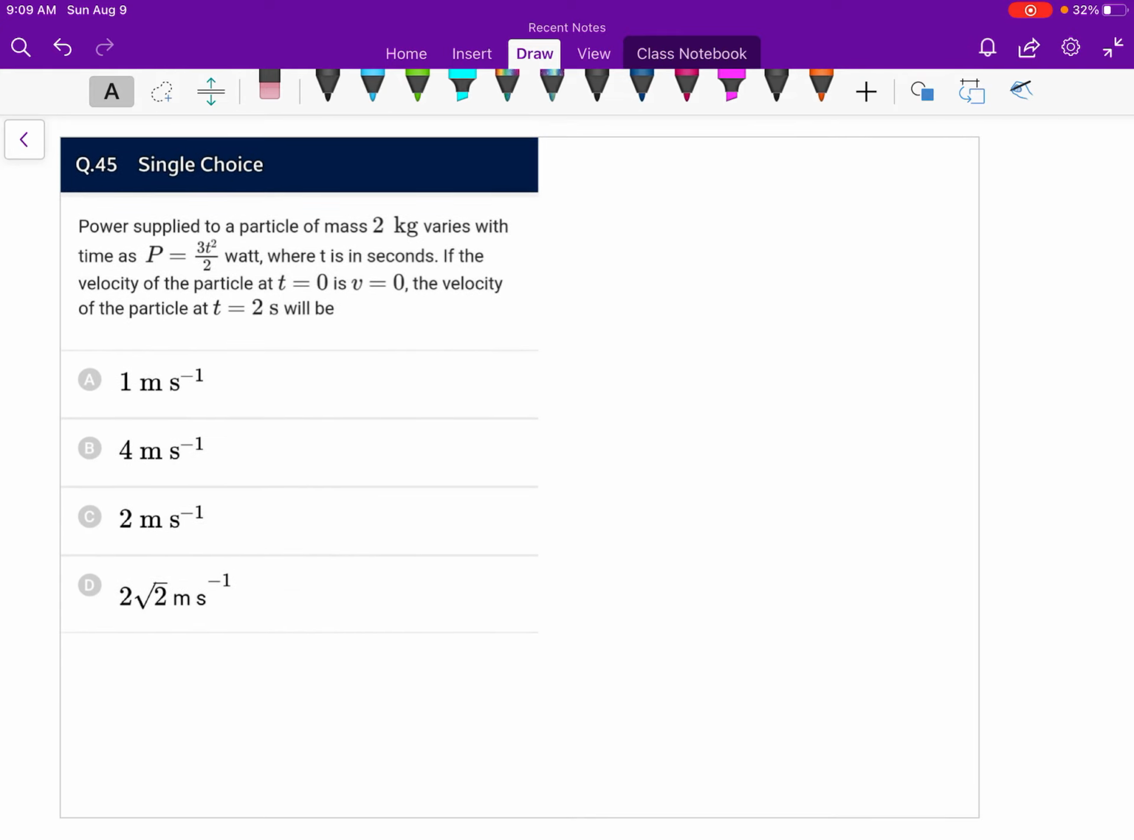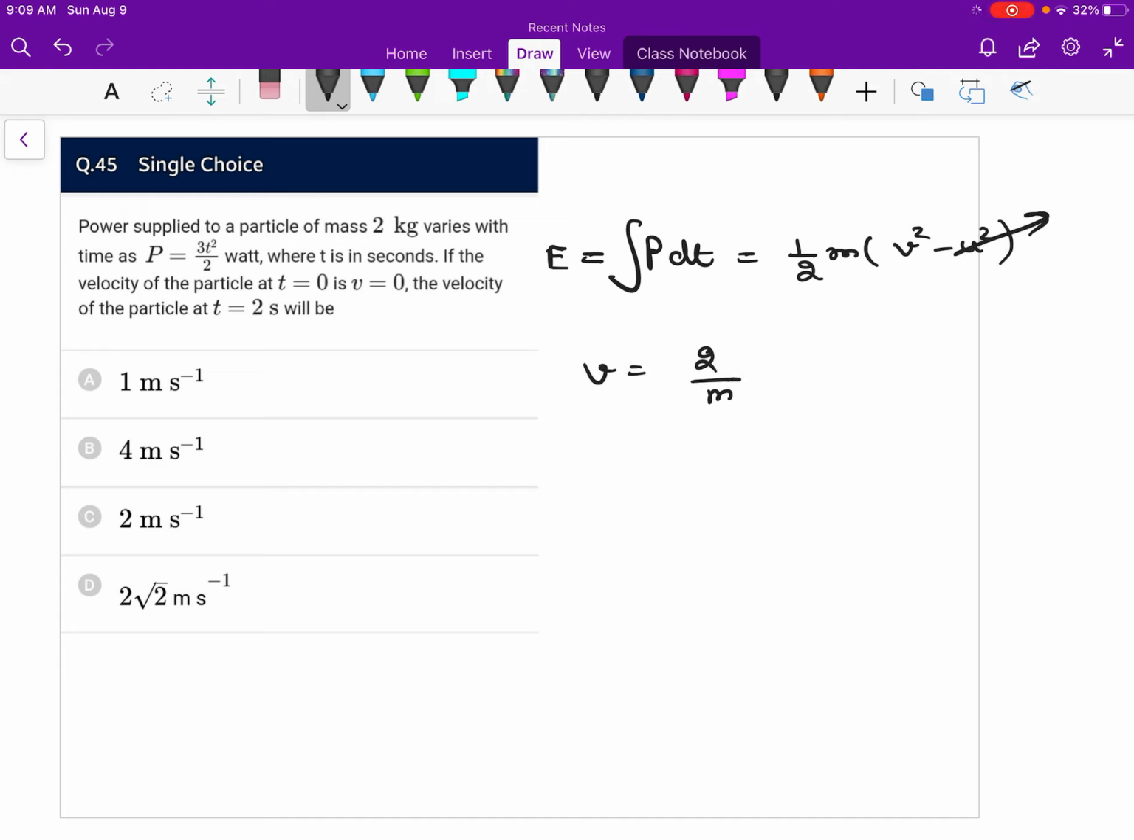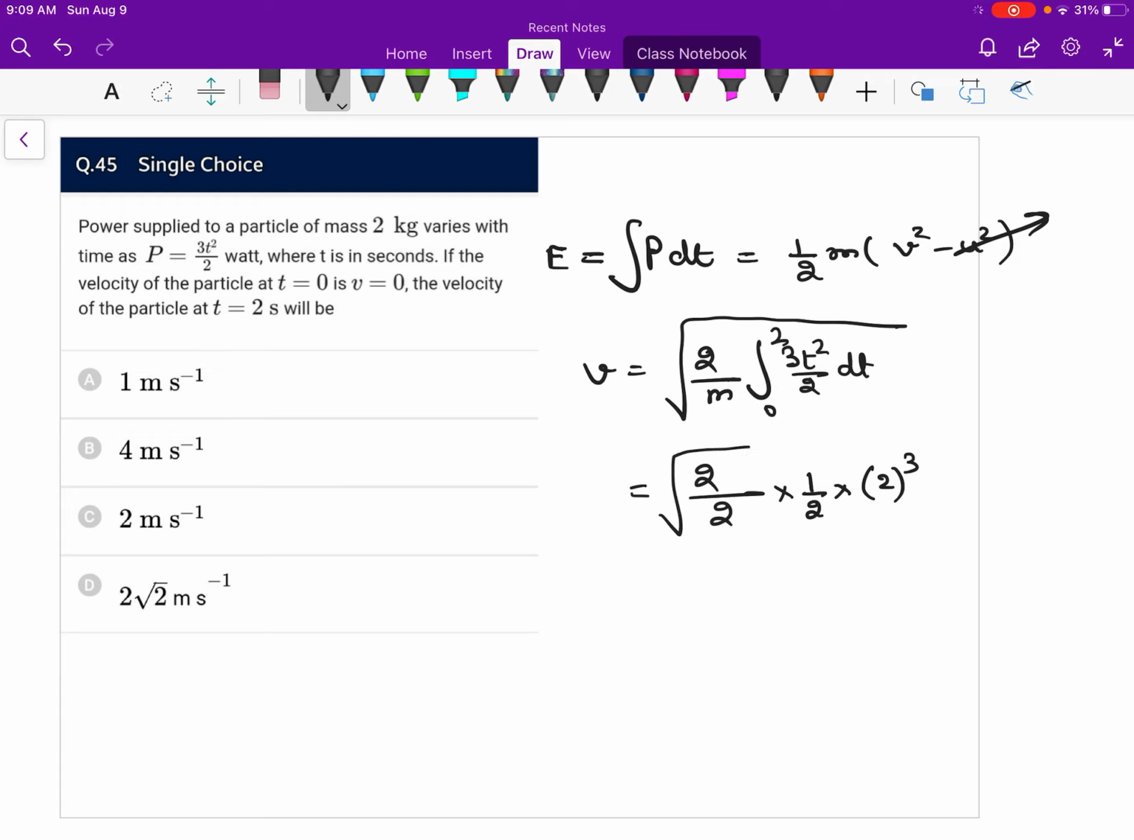Last question. Power is this, initial speed is 0, and we have to find the final speed at t equals 2 seconds. So integration of P dt is energy given or work done, that is equal to half m (v square minus u square). U is 0. So V is the square root of 2 upon m into integration of 3t square by 2 dt from 0 to 2. That is 2 upon m, which is 2, and this is t cube by 3, so half, and t cube is 2 raised to power 3, under root, so that is 2 meter per second. So C is the correct option.